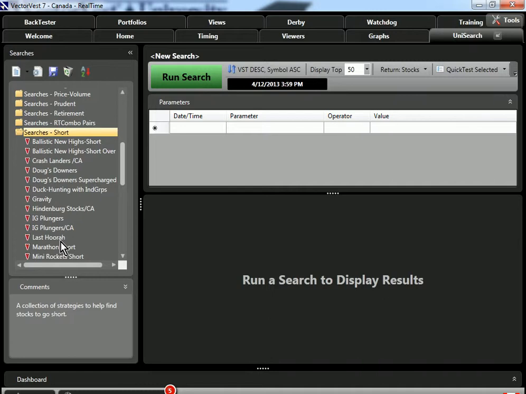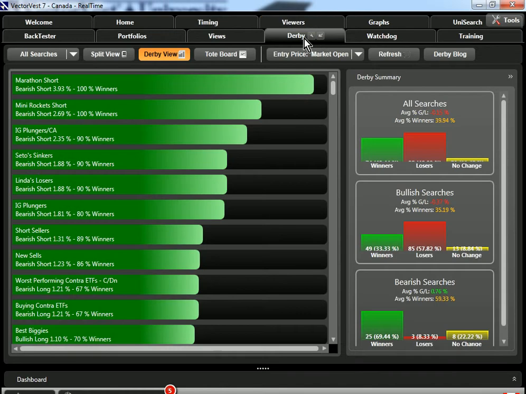And so the best solution, if you're fortunate enough to own the VectorVest Derby, is to go there and get the insight you really need on which of these searches is doing the best. So with that information in tow, let's go right up to the top, click on the Derby tab, and we won't explain the whole tool this week as Todd Schaefer, the manager of research here at VectorVest, did a wonderful job of explaining how the VectorVest Derby tool works. This week we'll focus exclusively on the tote board.